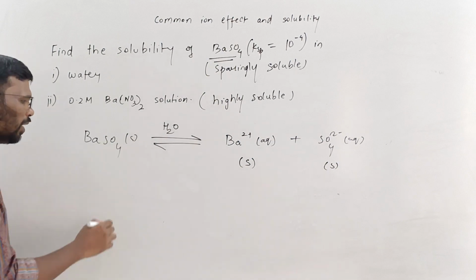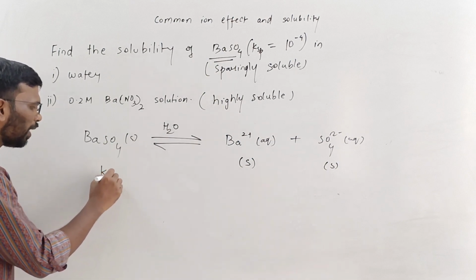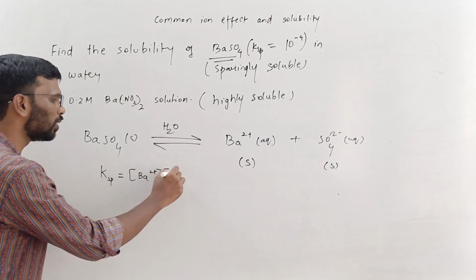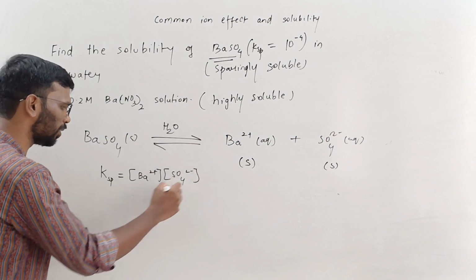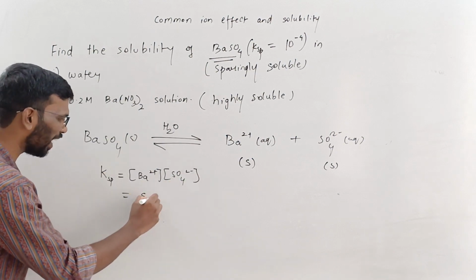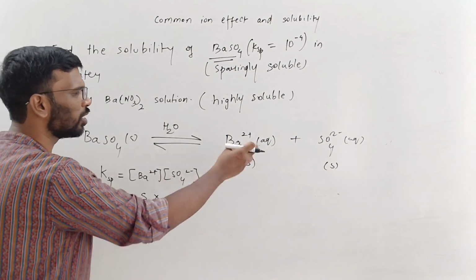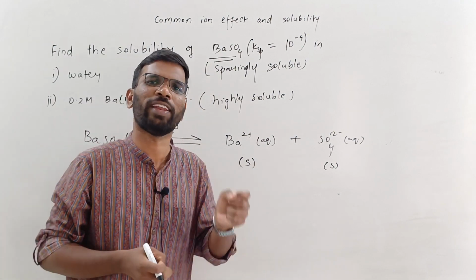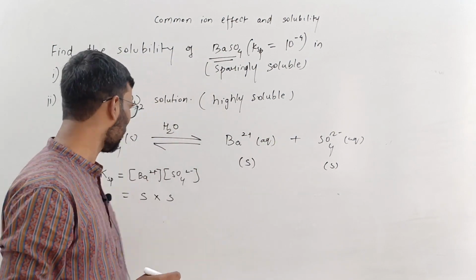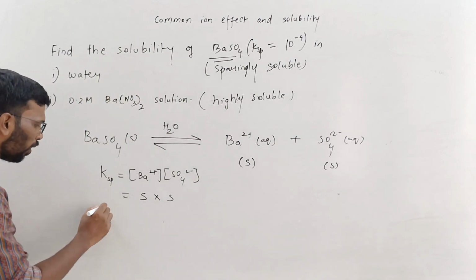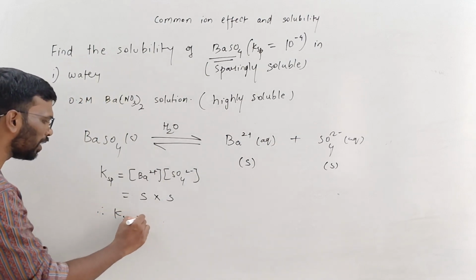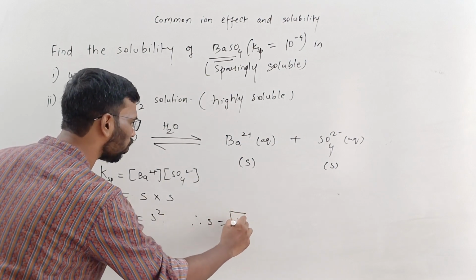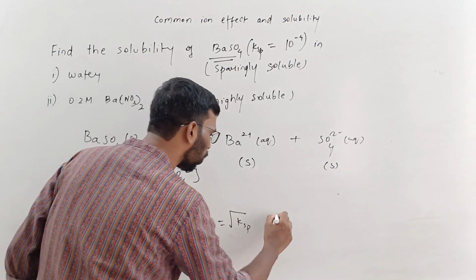For 1:1, what would be the KSP? KSP will be the concentration of Ba2 plus times the concentration of SO4 2 minus. Here this is S and this is S. Why do we write S? Because the concentration is in a very small amount. So KSP is equal to S square. Therefore, S is equal to the square root of KSP.